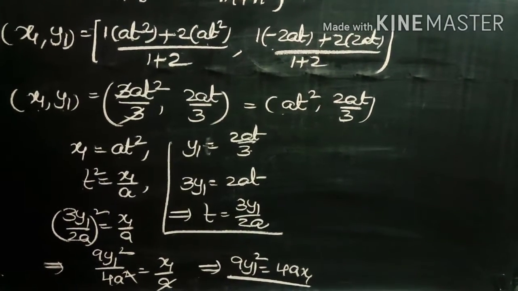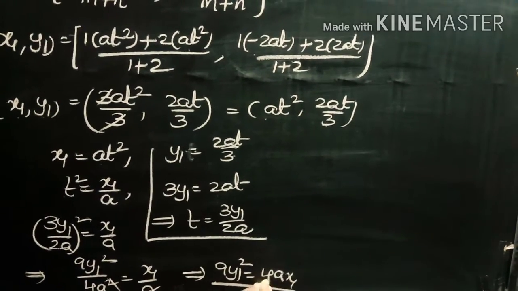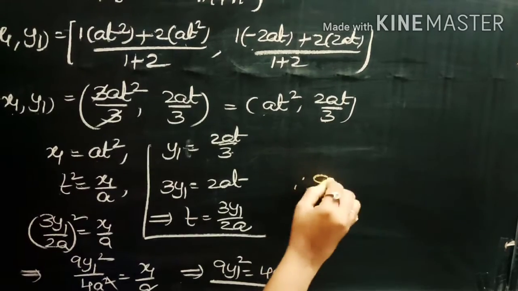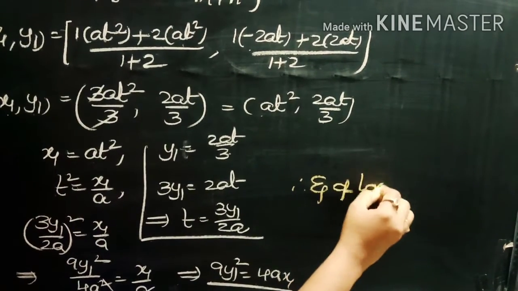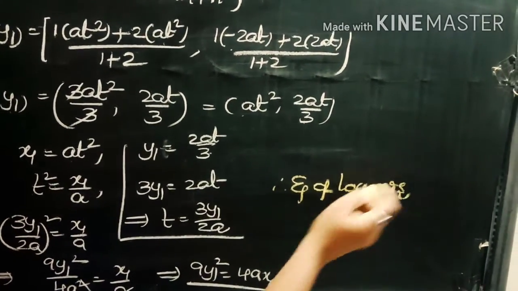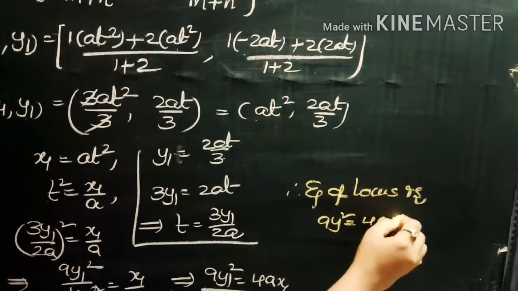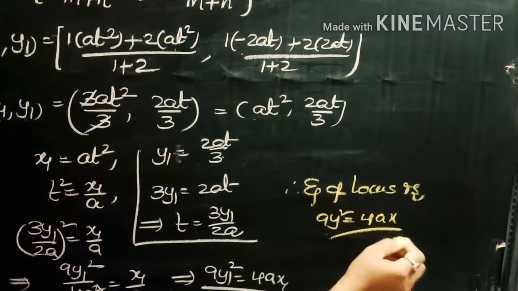Therefore this is the locus of the point of trisection. Therefore the equation of locus means that in place of x1 y1 we write x comma y. That is, the answer is 9y square equals 4ax. That's all.